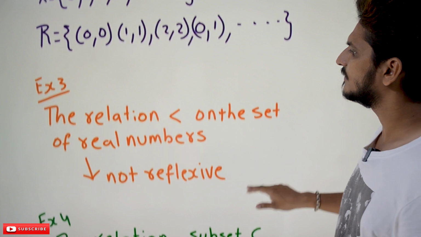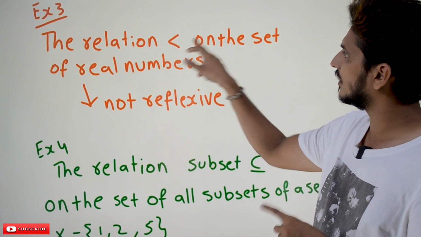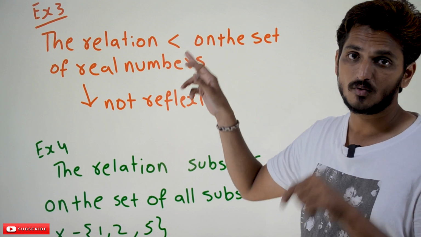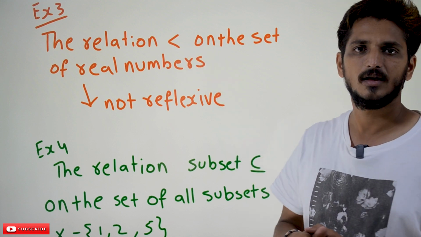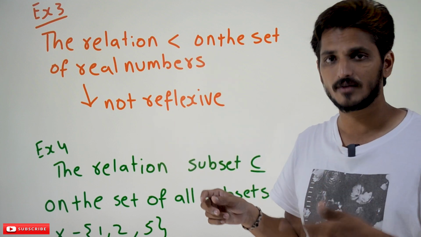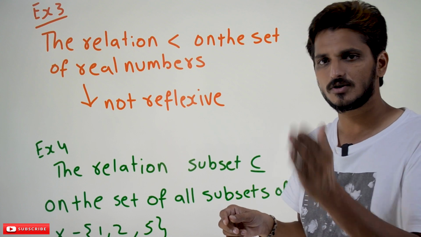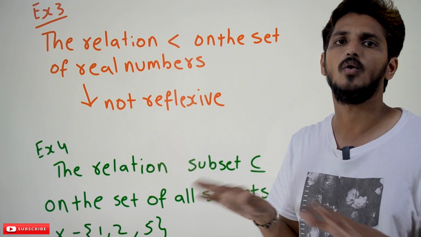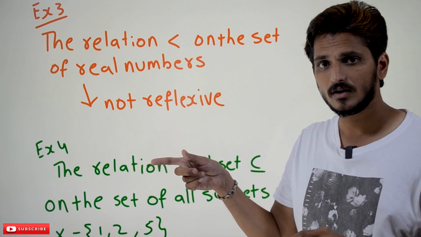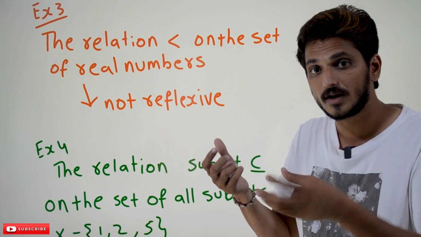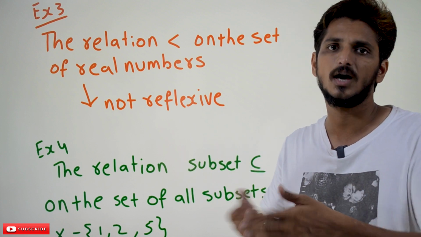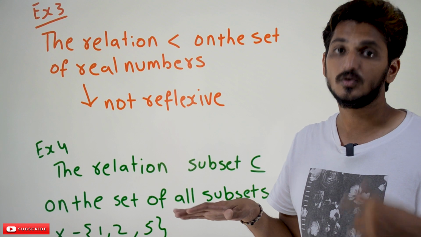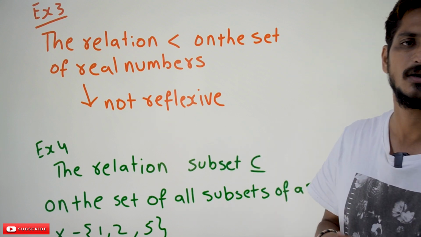Similarly, take one more example. The relation less than on the set of real numbers. In the above example, it is less than or equal to. Here, it is only less than. But it is not a reflexive relation. Why? Set of real numbers means 0, 1, 2, 3, and so on. You take 0. Is 0 less than 0? No. You take 1. Is 1 less than 1? No. So the ordered pair 1 comma 1 does not belong to relation R. You take 2. Is 2 less than 2? No. So that's why it is not a reflexive relation.